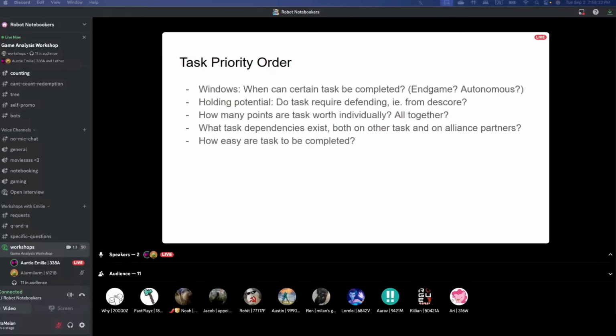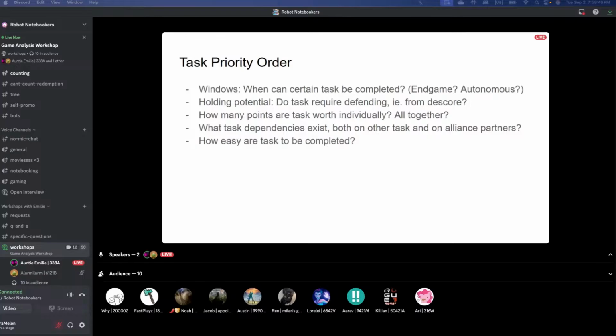The second optional thing is task priority order. This isn't super necessary. I would say this is one of the lesser necessary optional things to include, but it's just, again, looking at more things to consider.